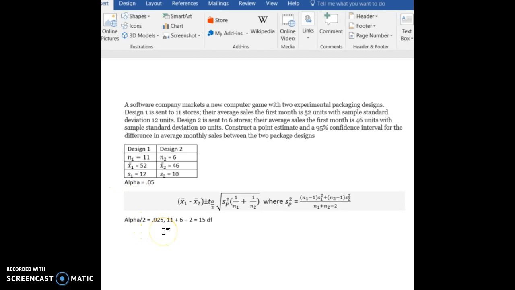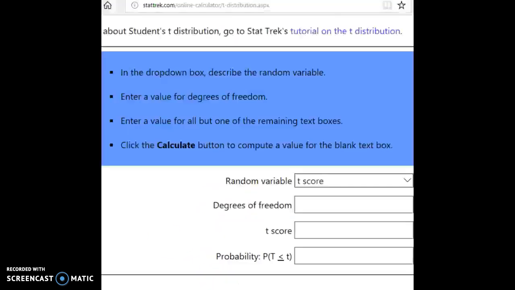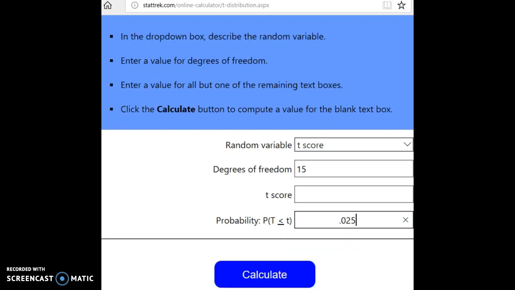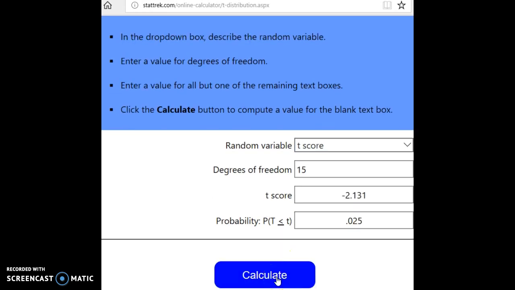All right, so let's put this into our calculator on StatTrek to see what our t of alpha over 2 is going to be. So 0.025, 15 degrees of freedom. I'll put 15 in here and 0.025 into the probability, hit calculate, and my t-score is 2.131. Now remember, with the confidence intervals, we don't care about its sign. Our plus and minus takes care of that. So 2.131.